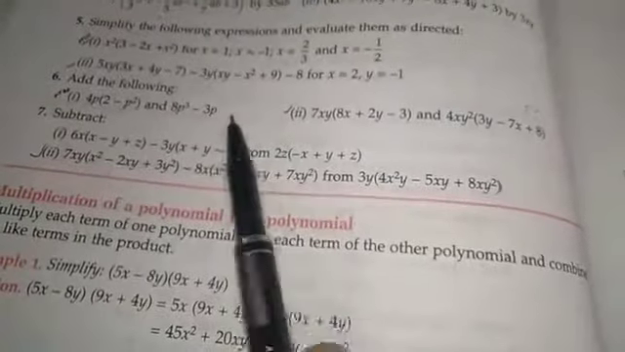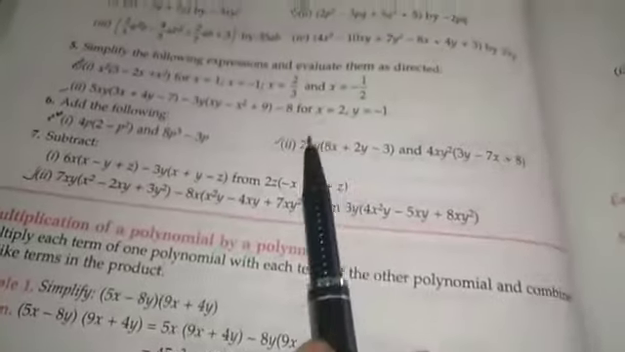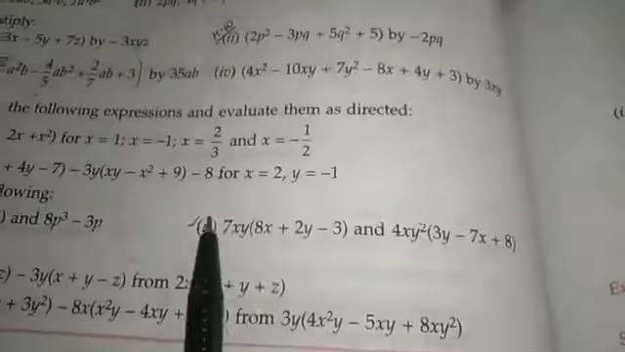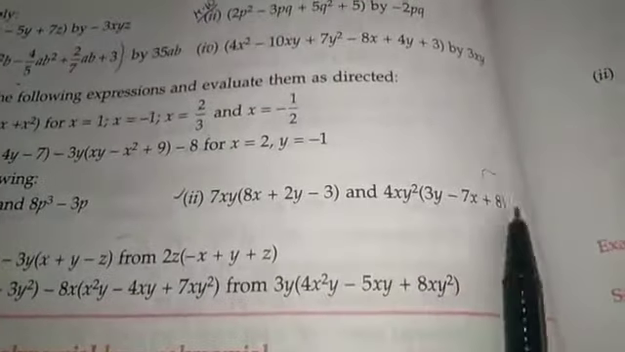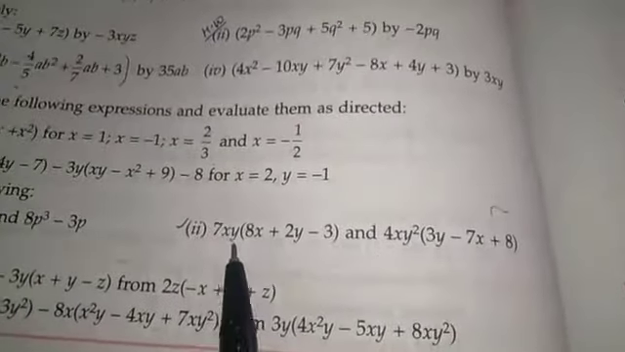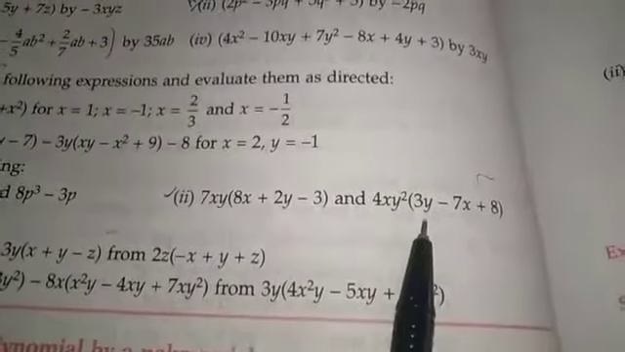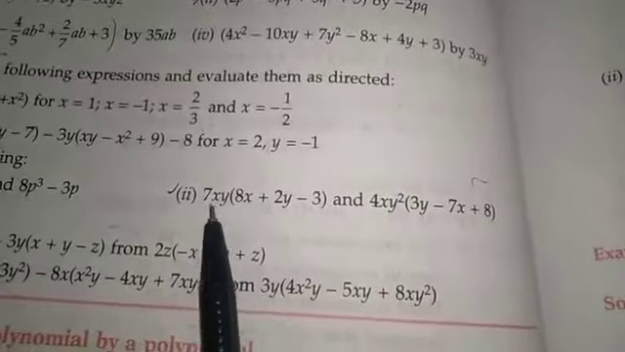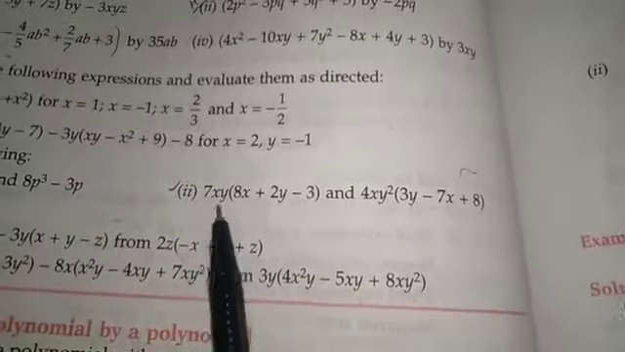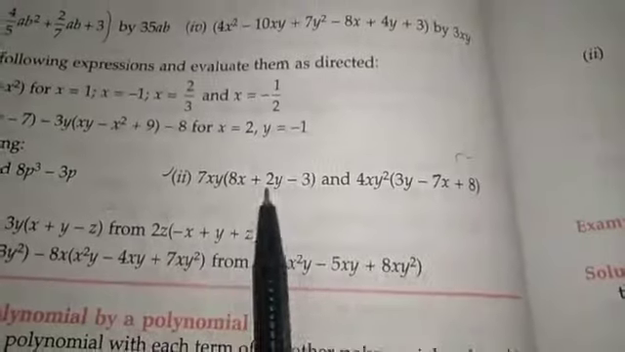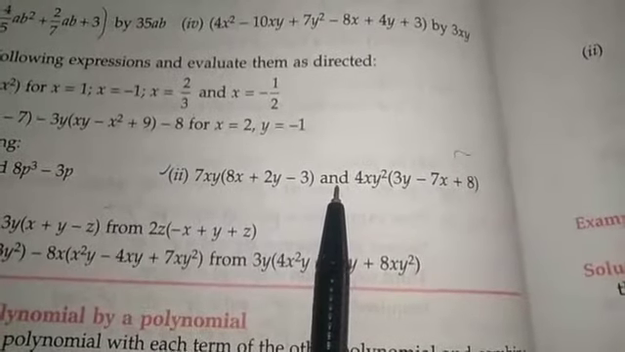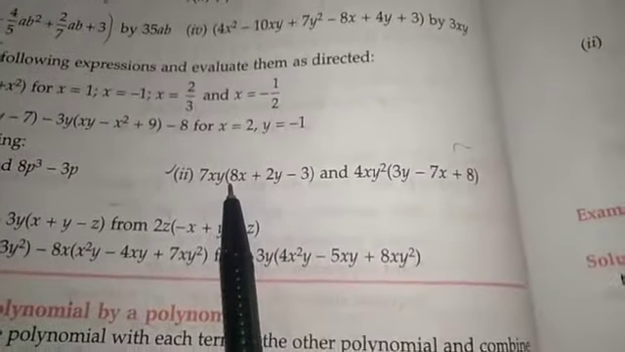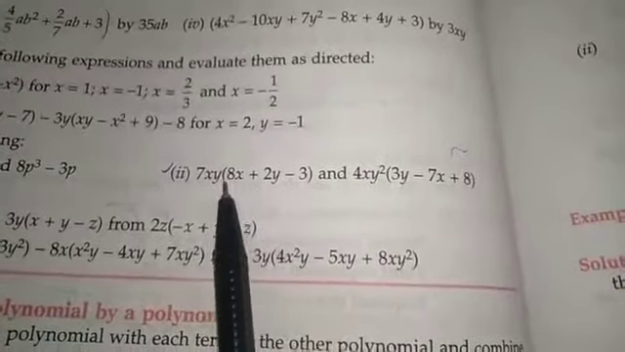Let's start with question number 7. Add the following. Here a long expression is given which you have to add. This expression should be added to this. If I try to add these two directly, it will be difficult for me. In that case, you will multiply the term which is placed outside the bracket to all the terms of the expression which is inside the bracket. 7 into 8, 56. x into x, x square y.